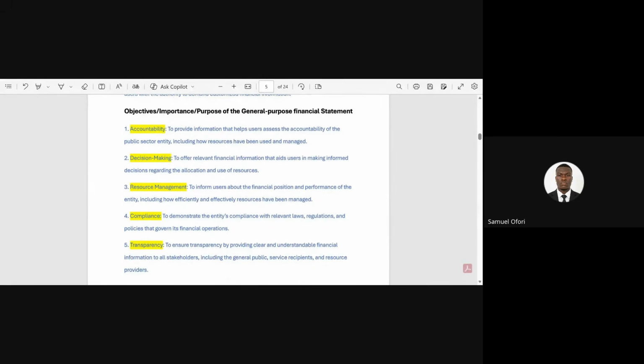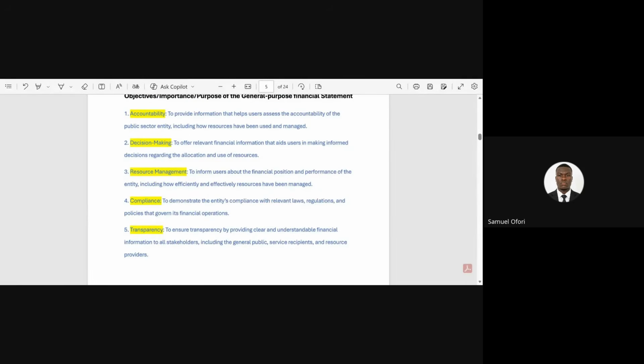Compliance: to demonstrate the entity's compliance with relevant laws, regulations, and policies that govern its financial operations. Transparency: to ensure transparency by providing clear and understandable financial information to all stakeholders, including the general public, service recipients, and resource providers. Okay, so these are the five objectives of the general purpose financial statement. All right. Please, any questions?